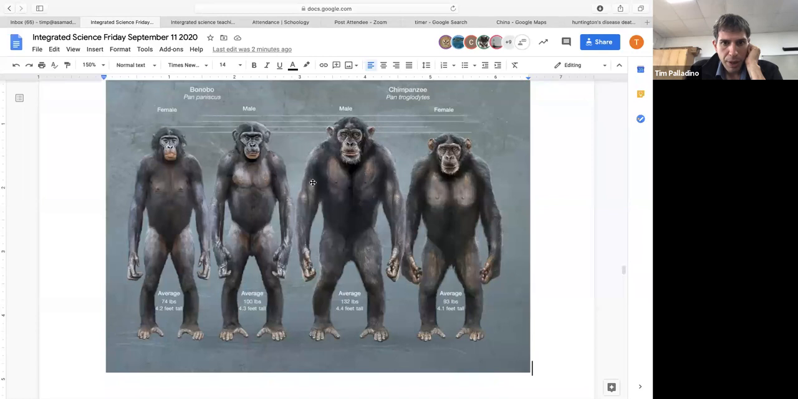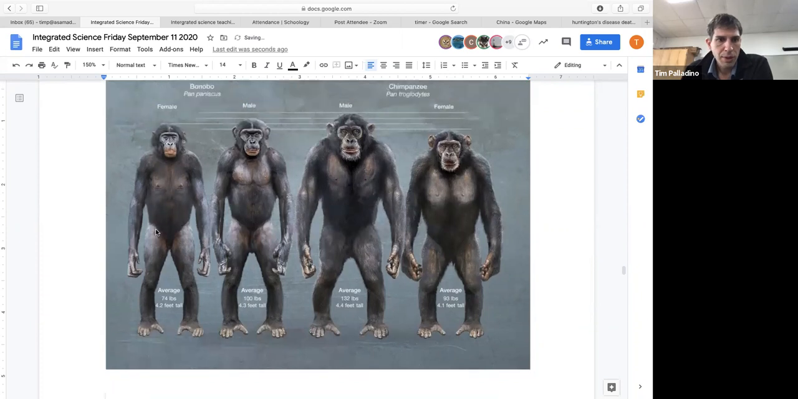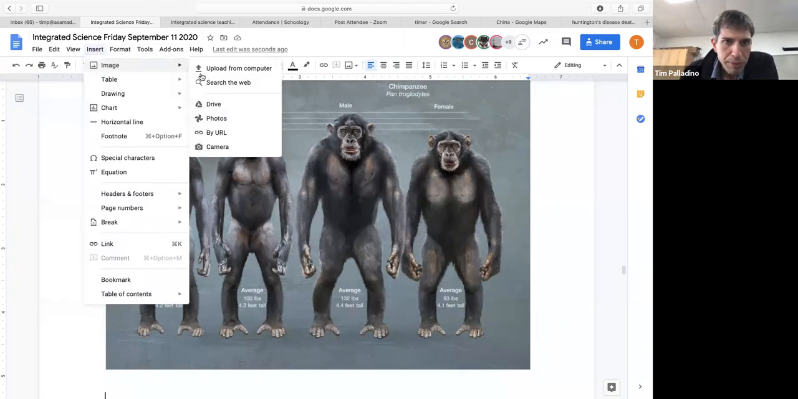The species are similar enough that they can produce live offspring. But if you look, these are two different males. This is a Pan troglodyte male, and this is a bonobo male. The bonobo male and female are both smaller than the other two. The reason this happened is that they were separated geographically by what's called the Great Rift Valley.